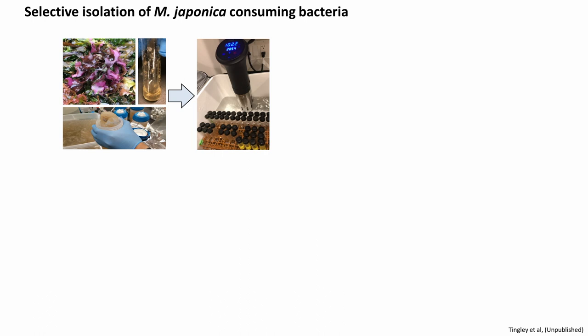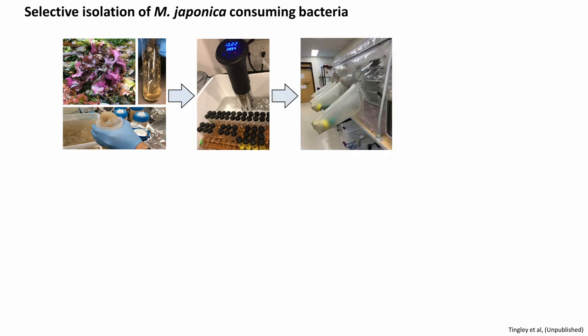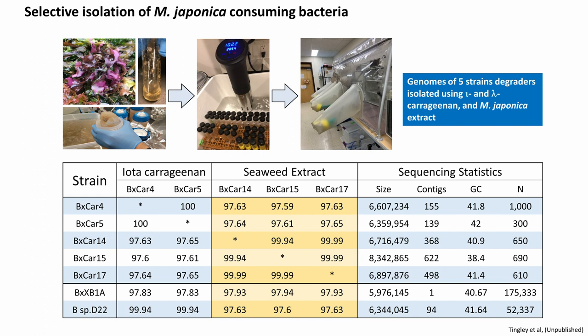And so these are the tubes, the fecal samples that are getting enriched for this polysaccharide. Once we got back to the lab, he was able to start doing some isolations, and this is just restreaking. It's quite laborious. But at the end of all this, we were able to discover five strains that were isolated using various carrageenans, so these are commercially available, or also the M. japonica seaweed extract. These are growing only on the carrageenan or the extract.